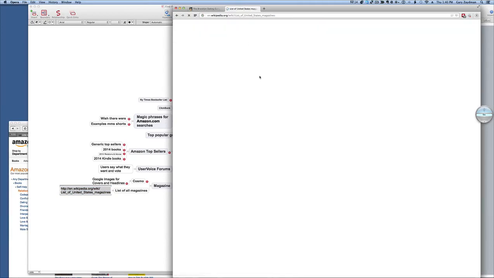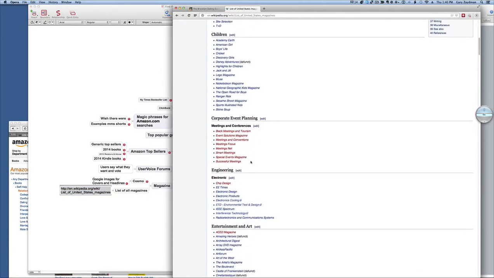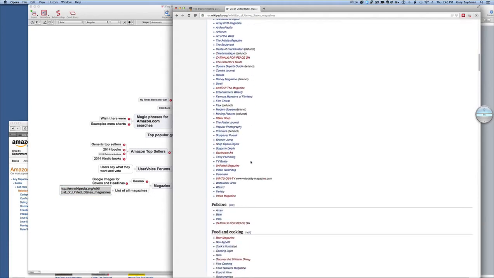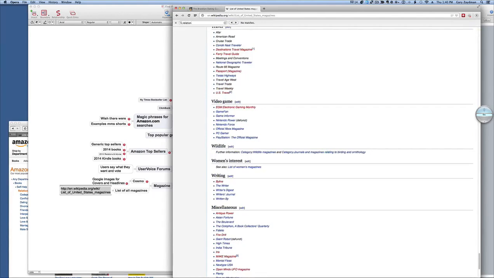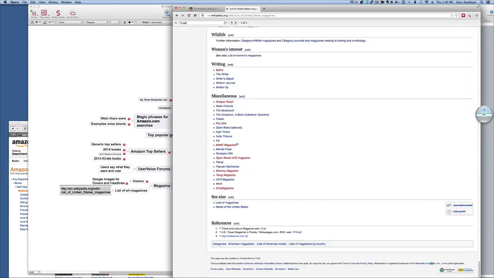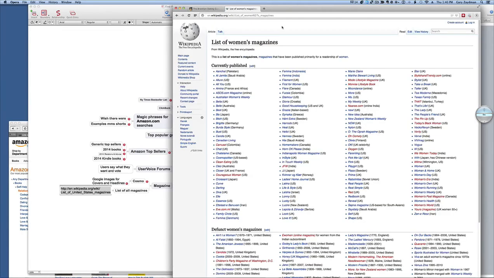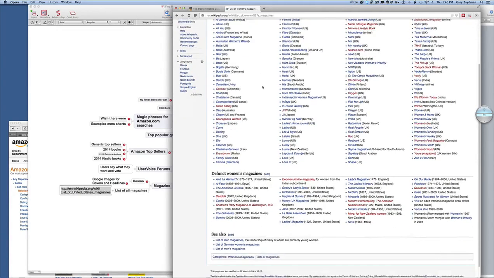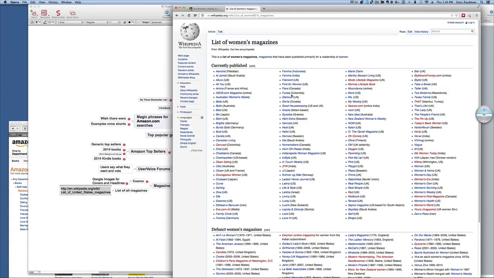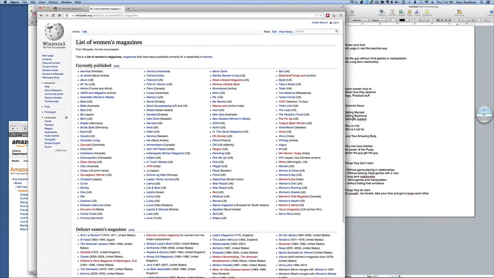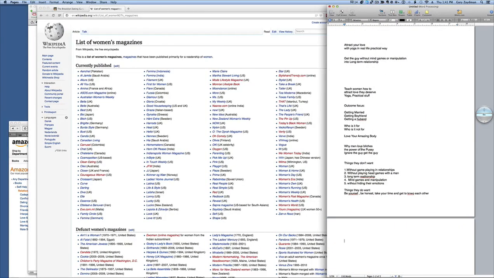The top magazines in the United States, broken down by category. Since we're targeting relationships, let's see. Here's a list of women's magazines. What we want to think is, what kind of magazine would somebody who's interested in dating and being in a relationship read if they were a woman? So I'm just going to make a list of the magazines that they would read.